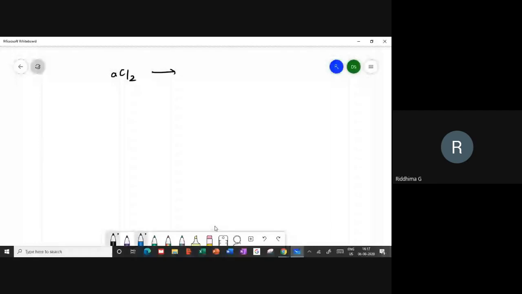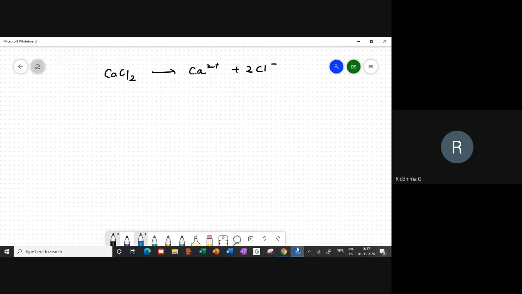Okay, CaCl2 dissociates to give you Ca2 plus and 2 Cl minus ions. So here they have asked you the number of ions when 222 gram of CaCl2 is dissolved. This is 222 grams. Okay, so now they have given you the mass, so given mass will be 222. So number of moles will be given mass by molar mass.